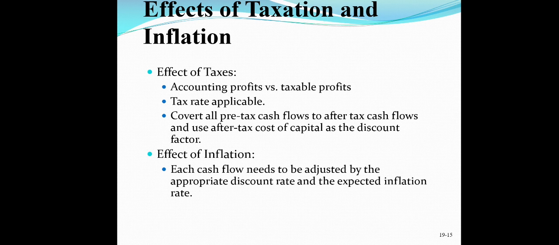So let's see, effect of taxes, accounting profit versus taxable profits. Tax rate applicable converts all pre-tax cash flows to after-tax cash flows and uses after-tax cost of capital as the discount factor. So it says that when you want to justify the investment in advanced technology, when you do the calculation, you have to also include the tax factor. This is the return before tax, and after that you show the tax expense. And then you show the return after tax.